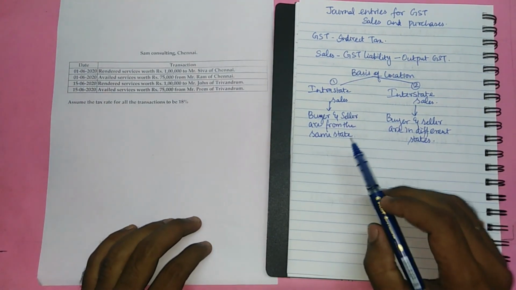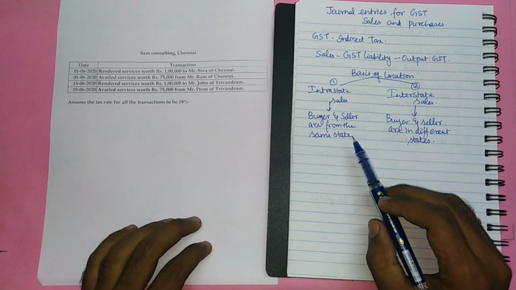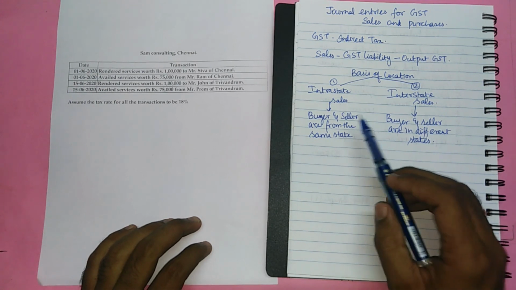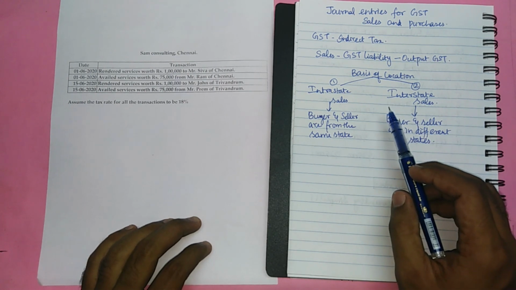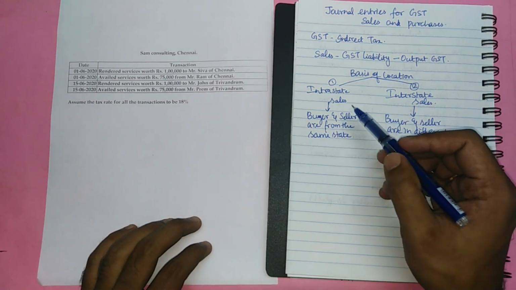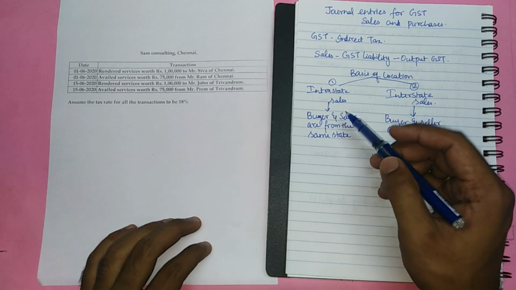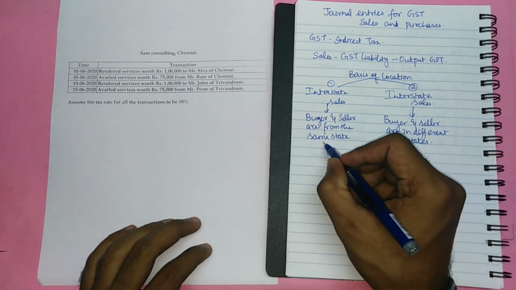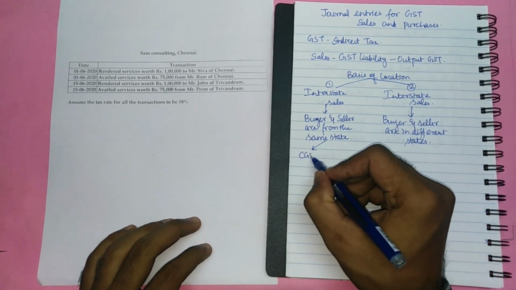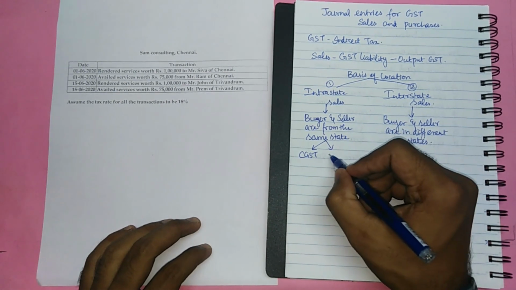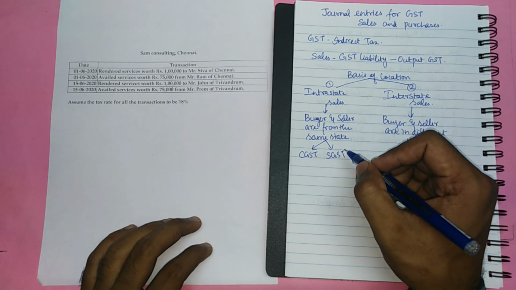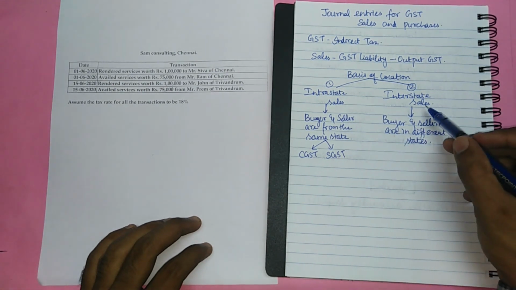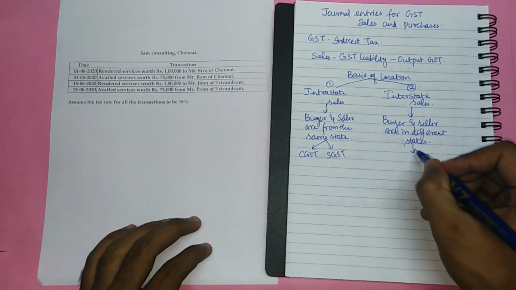Now you may have a doubt. What is the need for classifying the sales as intrastate sales and interstate sales based on location of the buyer and the seller? We do so because for intrastate sales we charge CGST and SGST equally, and for interstate sales we charge IGST.